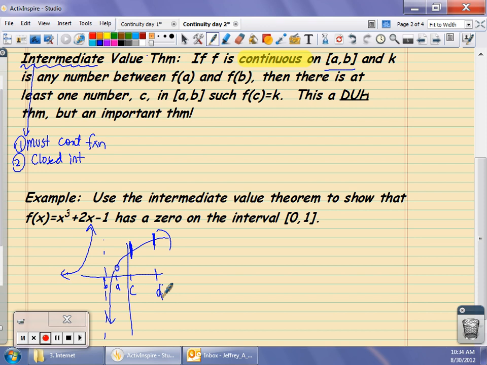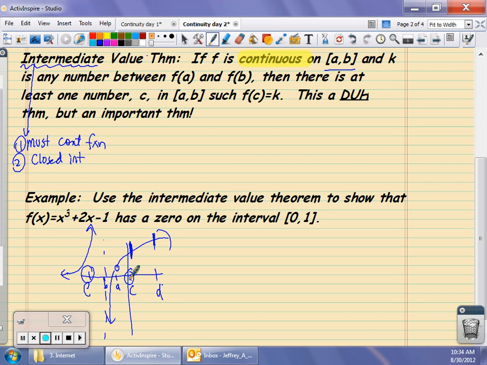However, if we tried to apply the theorem from, let's say, over here we'll call this E, if we tried to apply the theorem from E to C, the theorem does not apply because the function is not continuous everywhere over that closed interval. So we got our first condition out of the way.